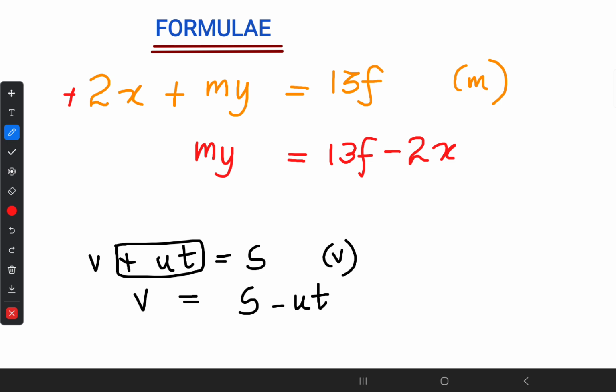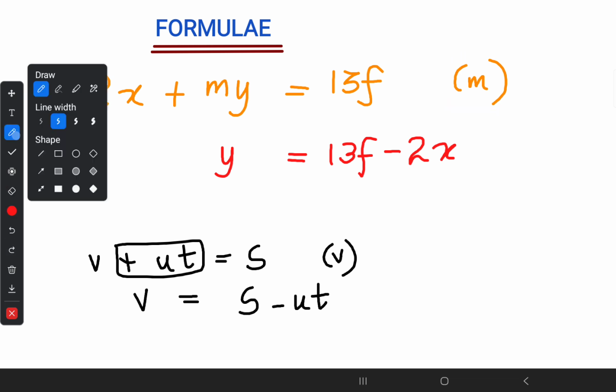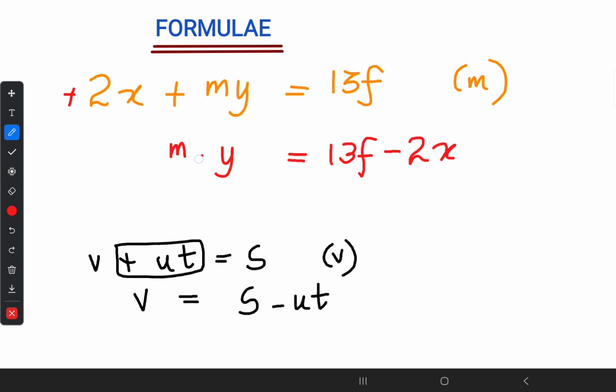Now look at it. My. We only need m; m is multiplied with y here. We need only m, so I will keep the m itself. Y is multiplied with m. So the multiplicand on the left hand side, when you bring that to the right hand side, will become a dividend.